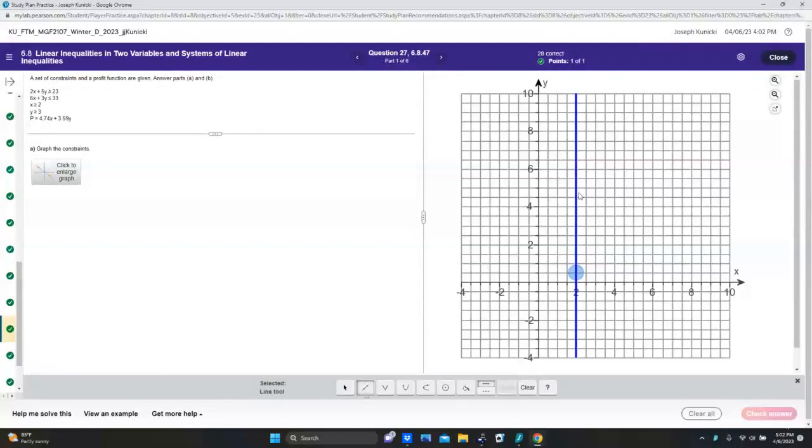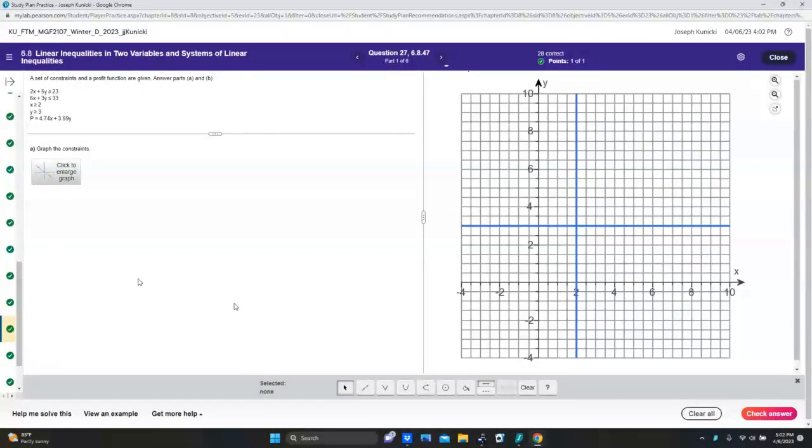So here's x equals 2. So we're to the right of that yellow line. And then the next one is y greater than or equal to 3. So here's y equals 3, the yellow line. We're above it. So we're in this rectangle on the upper right where I'm circling.